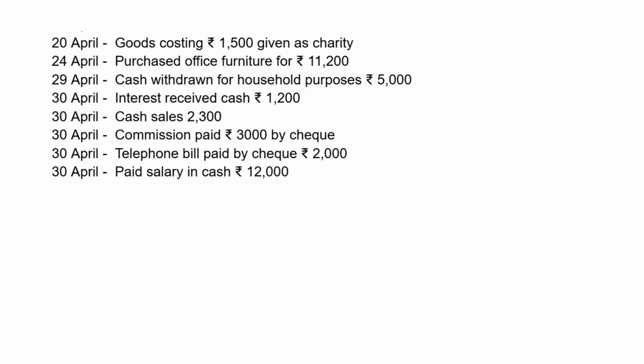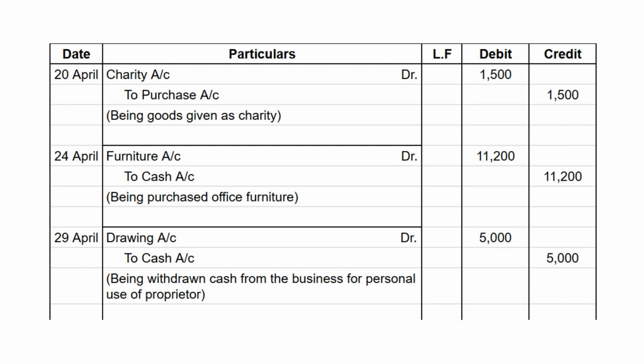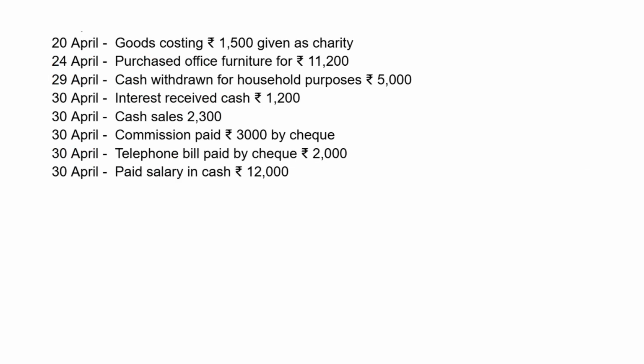Let's see how we'll record it. 29th April, drawings account debit 5,000 rupees in the debit side and to cash account credit side 5,000 rupees. And the narration is being withdrawn cash from the business for personal use of proprietor. Next. 30th April, interest received in cash 1200. Here the two accounts affected are cash account and interest account.